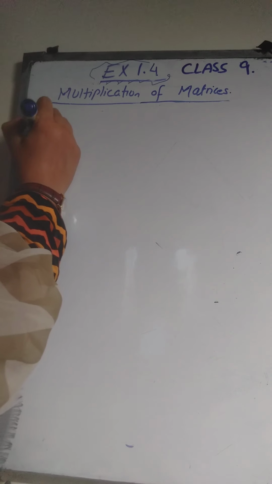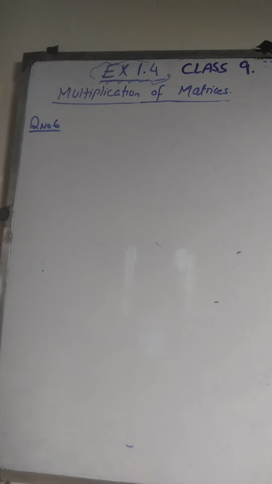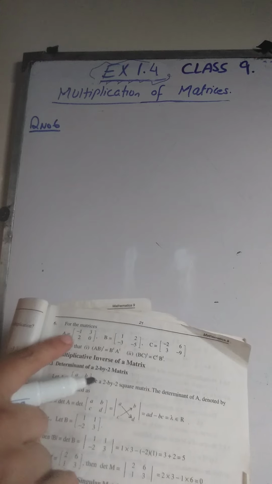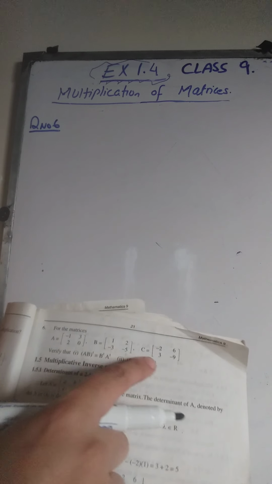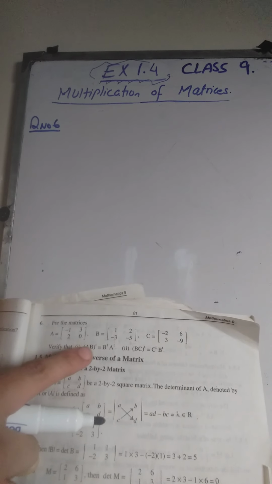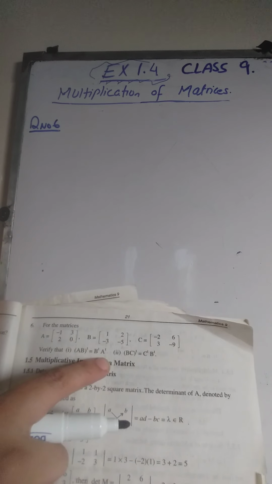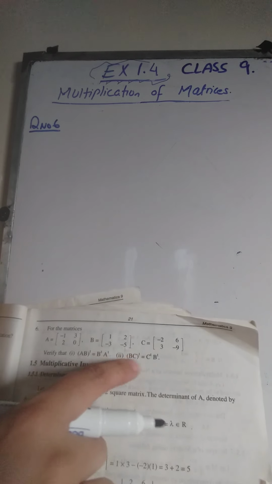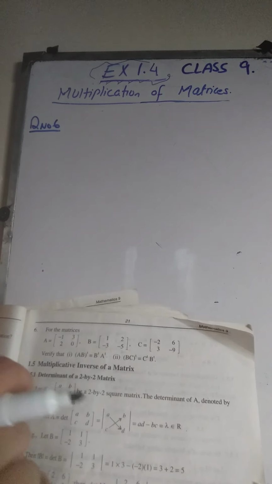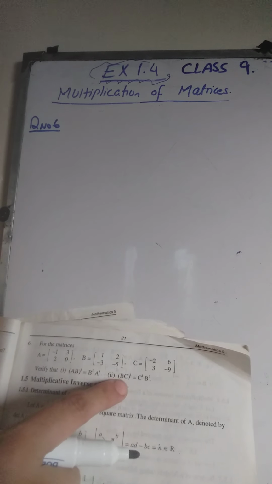Now coming to question number 6 of exercise 1.4. The question is, for the matrices A, B and C, we are given 3 matrices and you have to verify. Verify means you have to show that AB whole transpose is equal to B transpose into A transpose, and then you are going to show that BC whole transpose is equal to C transpose into B transpose. The method is the same in both cases, only we have changed matrices. Here we are taking AB matrices and here we are taking BC matrices.